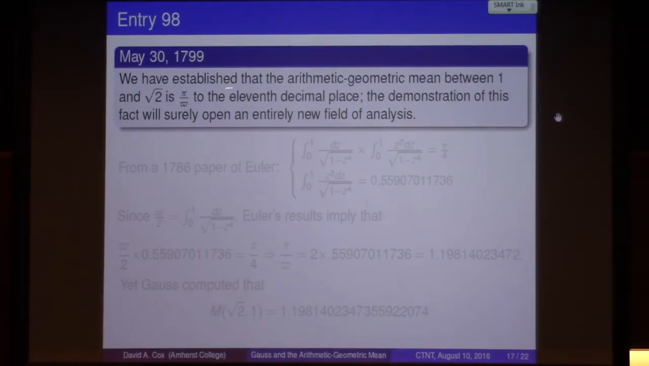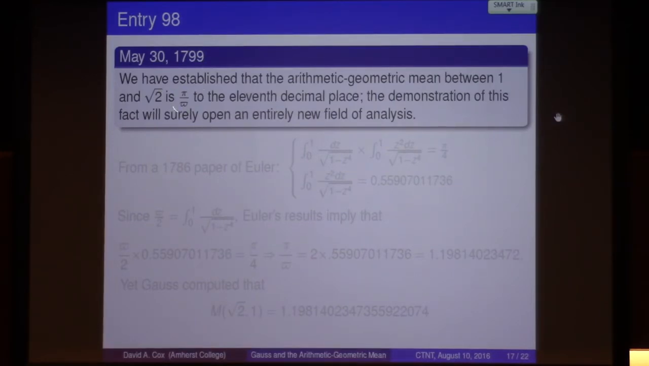And so we've established that the arithmetic geometric mean between 1 and the square root of 2 is pi over pi tilde to the 11th decimal place. The demonstration of this fact will surely open a new field of analysis. So there's that arithmetic geometric mean that I showed you in one of the first slides. There's that number that comes up. And what Gauss did is he noticed that these two numbers were equal to 11 decimal places, which means that Gauss knew this number.